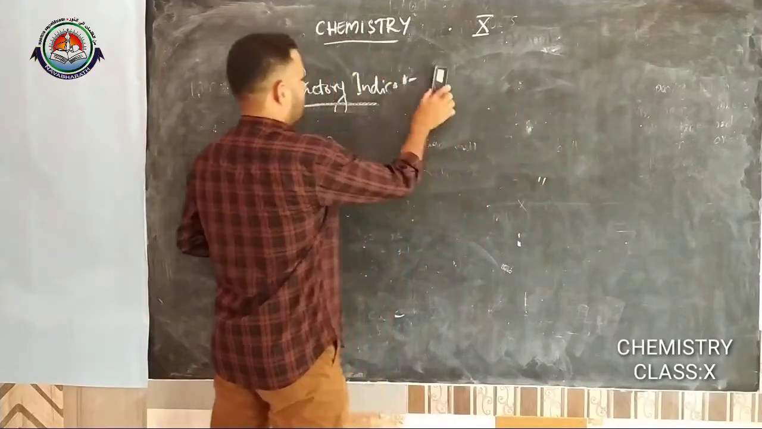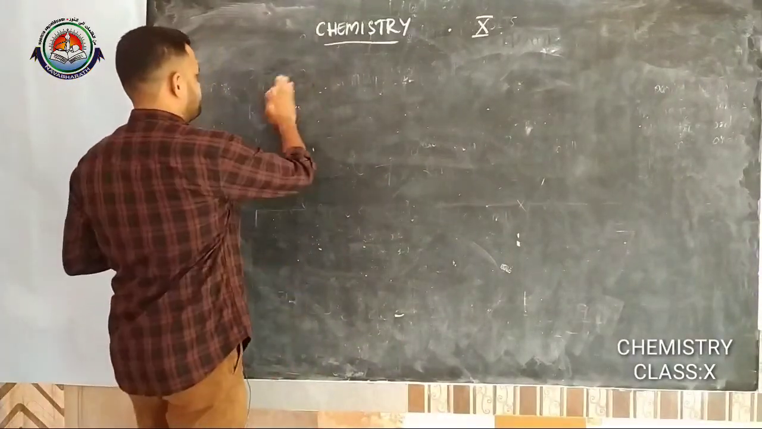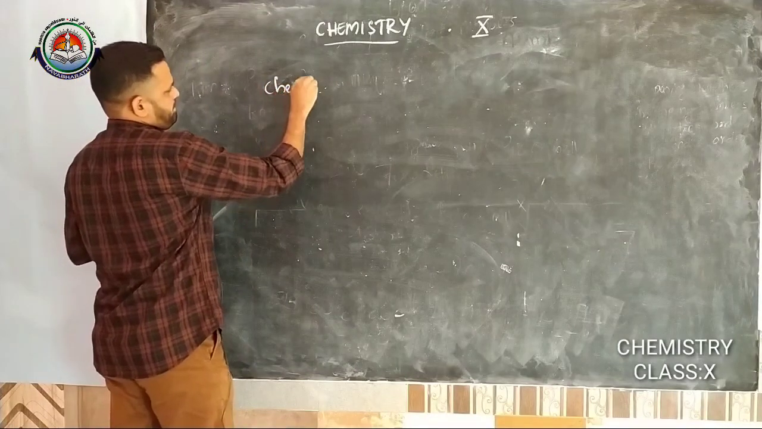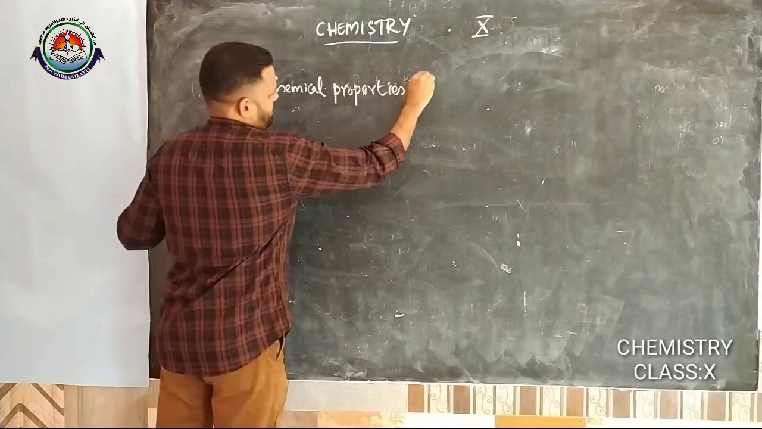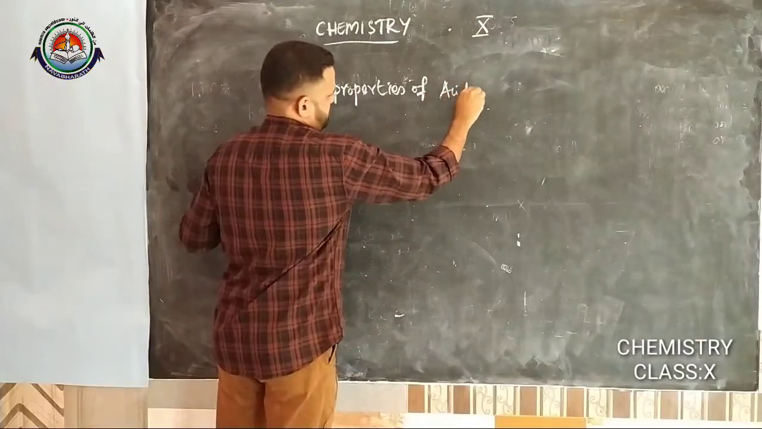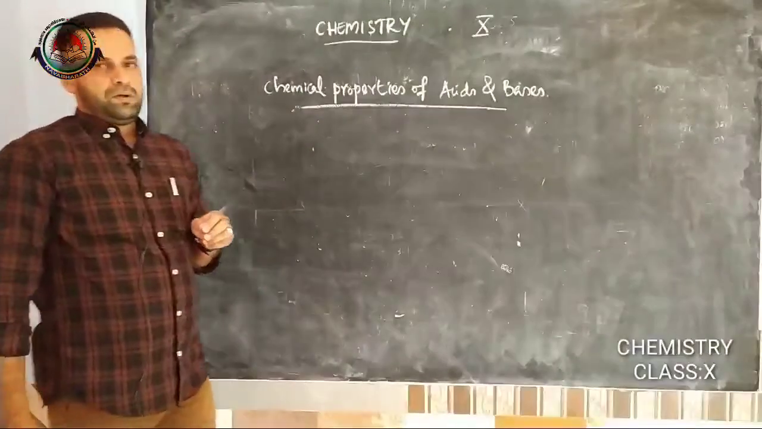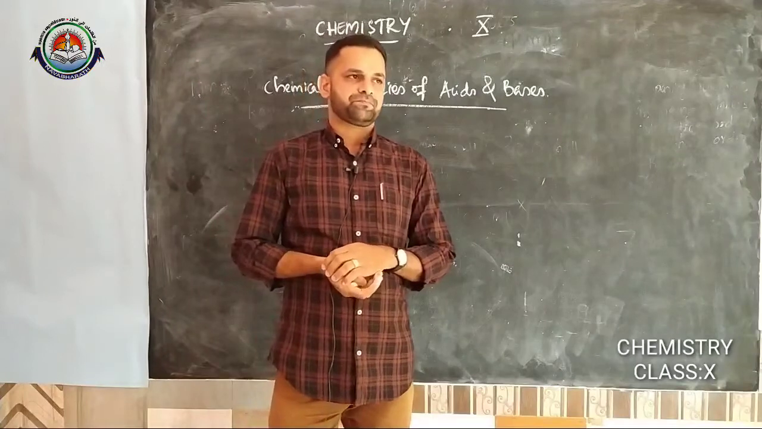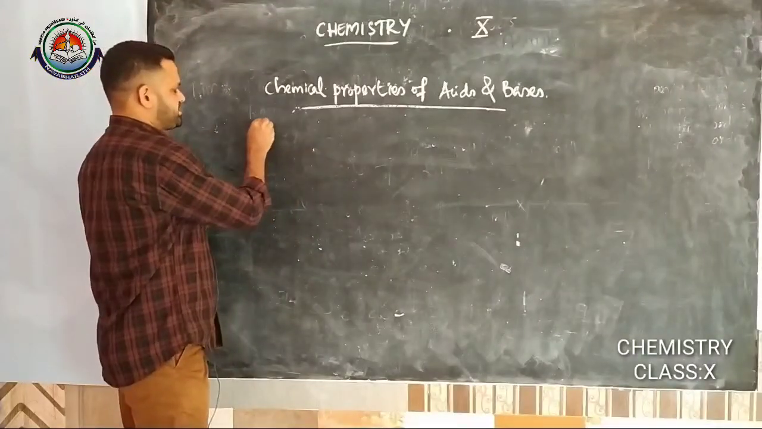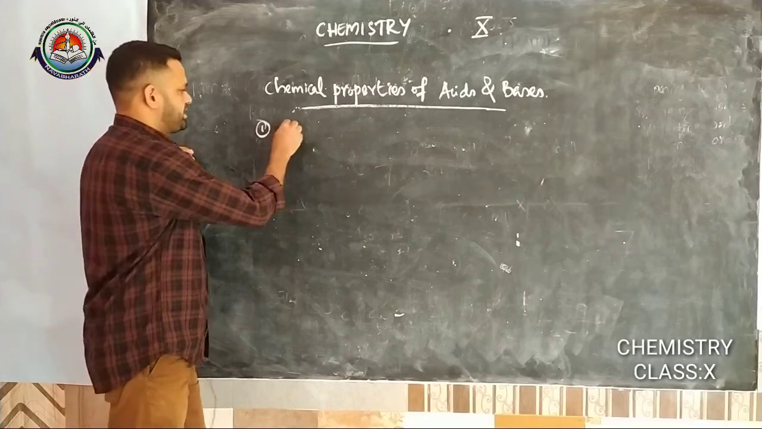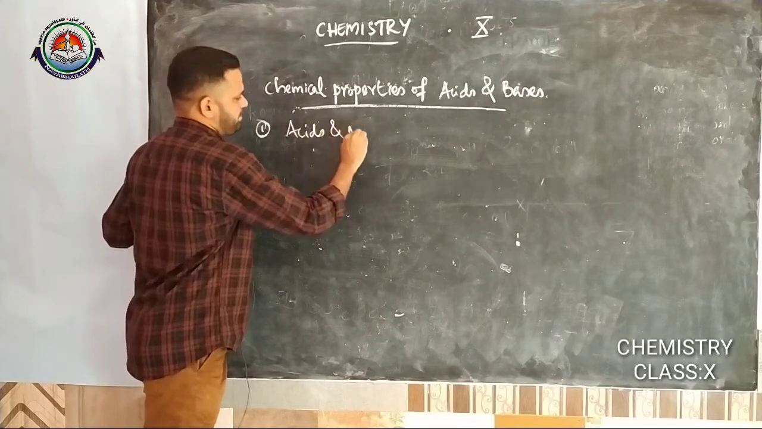Now we are going to study some of the chemical properties of acids and bases. The first chemical property is the reaction between acids and metals.